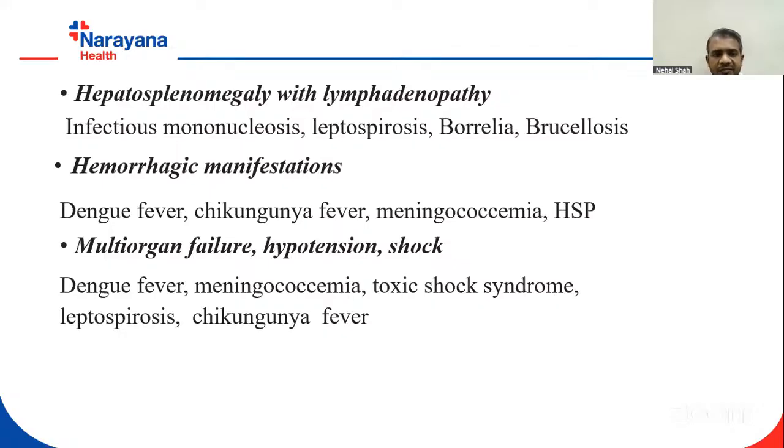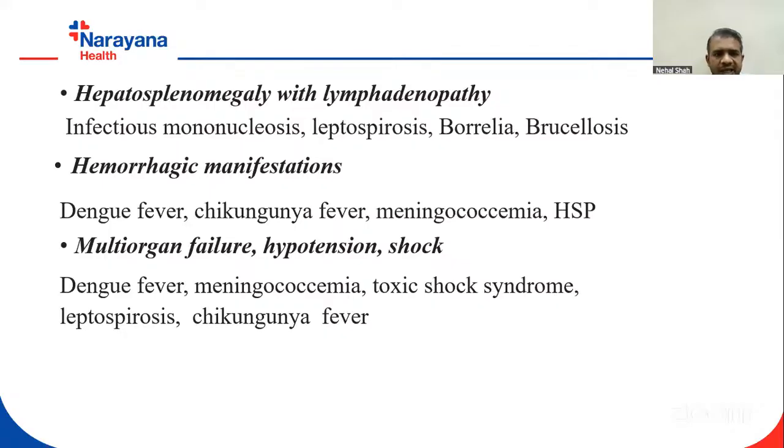Then hemorrhagic manifestation in fever with rash. So basically any infections or illnesses causing low platelets, causing hemorrhagic manifestation, like dengue, chikungunya, severe meningococcemia, or Henoch-Schonlein purpura can have it.